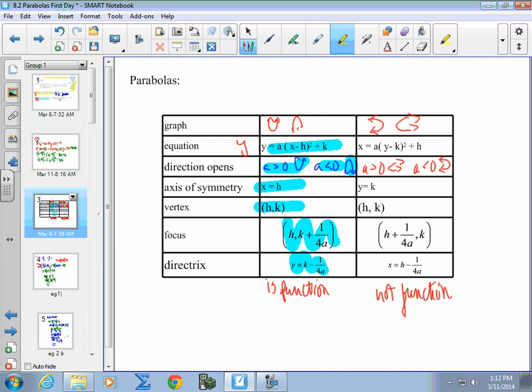I will not ask you to remember these two forms. I'm not asking you to remember them. If you need them, I will give them to you.